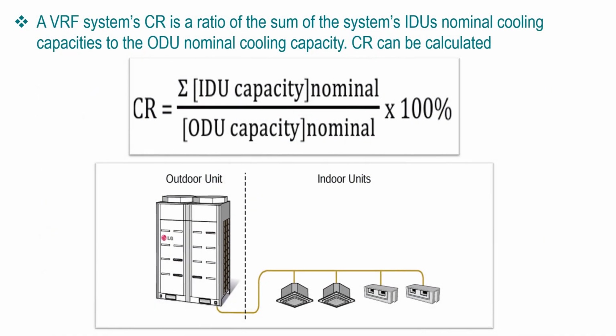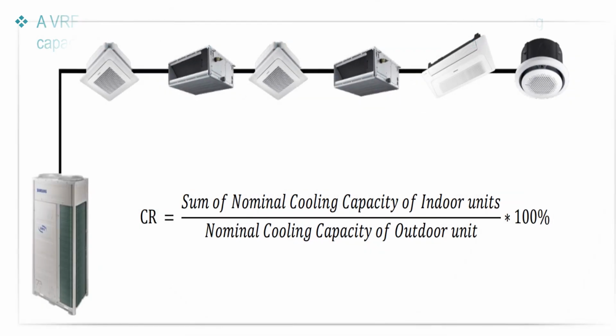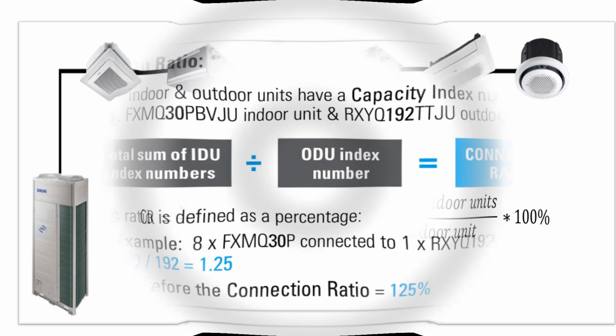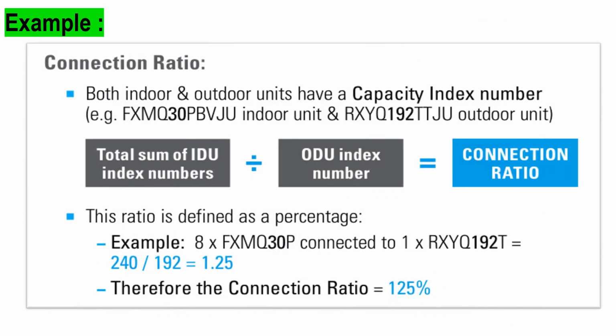Simply see here how the combination ratio is calculated in different VRF manufacturers. Here, we can see some examples of combination ratio calculations. In Daikin VRV, connection ratio is the total sum of indoor index numbers divided by the outdoor unit index number.